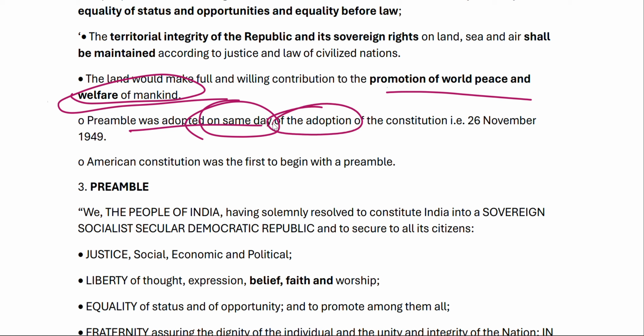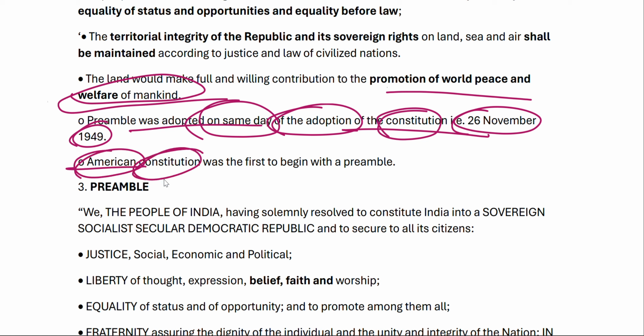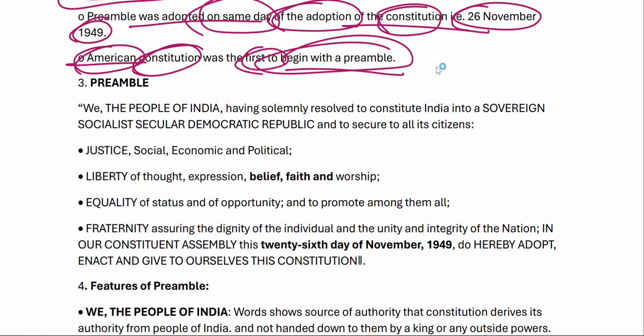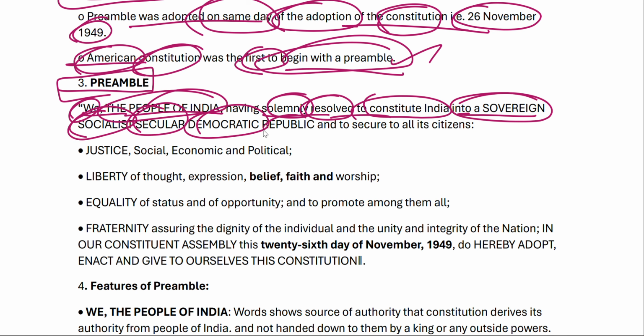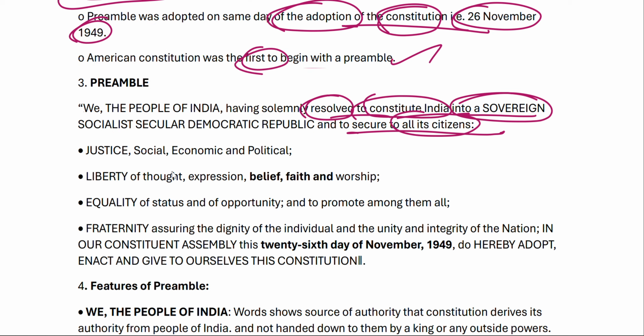The Preamble was adopted on the same day as the adoption of the Constitution, that is on 26 November 1949. The American Constitution was the first to begin with a preamble. So who started the preamble? The American Constitution. Our Preamble starts with: We, the people of India, having solemnly resolved to constitute India into a sovereign, socialist, secular, democratic republic and to secure all its citizens. Right.